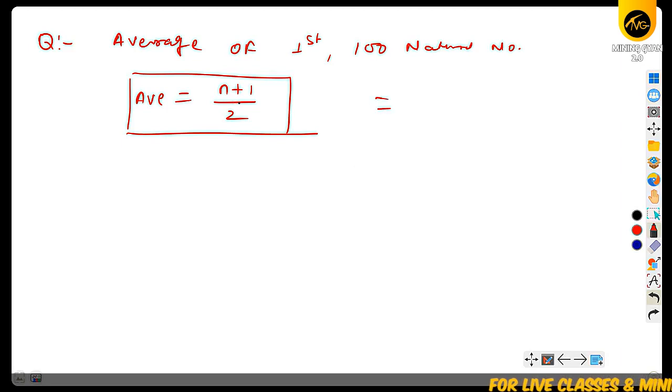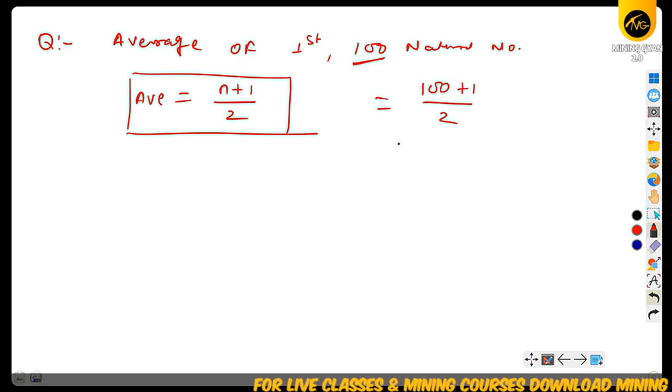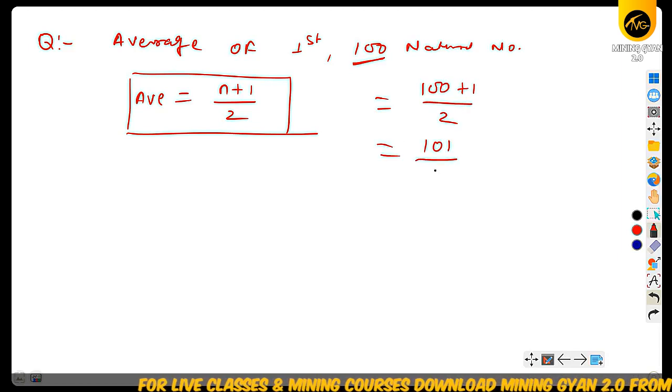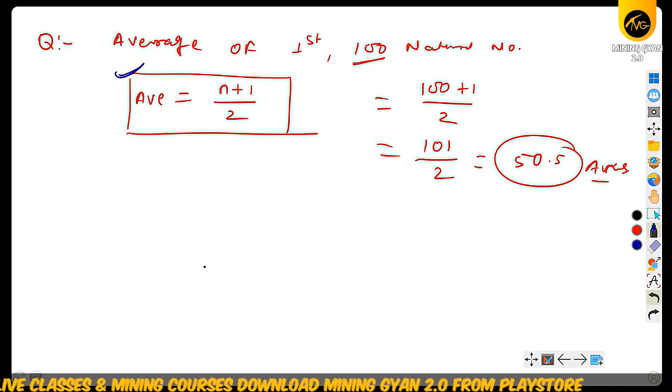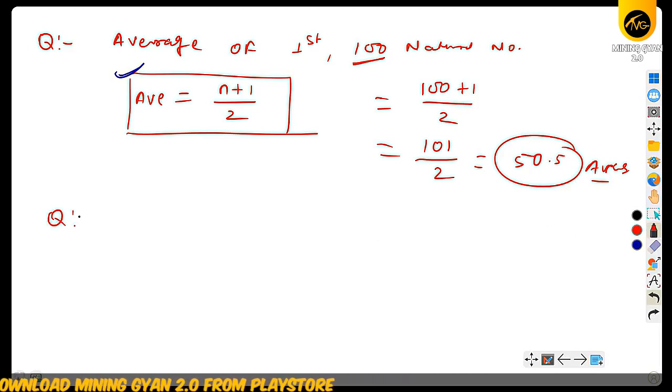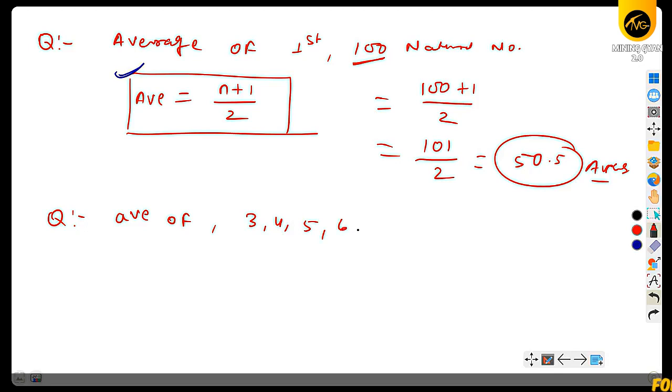So what will be n plus 1? So n is 100, n plus 1 divided by 2. So the value will be 101 divided by 2, that will be 50.5. So this is basically the average of first 100 natural numbers. So just remember the formula, that will be n plus 1 divided by 2. For example, if you find out the average of 3, 4, 5, 6 up to 59, suppose 59.